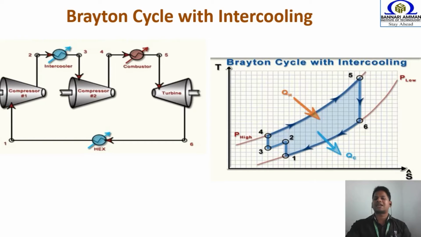So in the Brayton cycle with intercooling, we have 6 processes. The first one is isentropic compression one. The second is intercooling. The third is isentropic compression two. Then isentropic expansion, and the last one is isobaric heat rejection. Okay, so this is what happens in the Brayton cycle with intercooling.